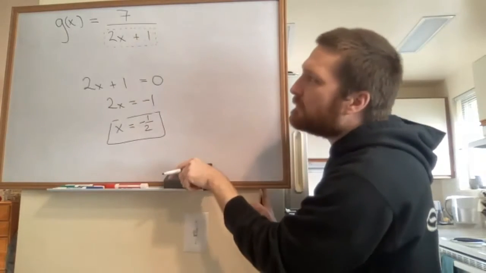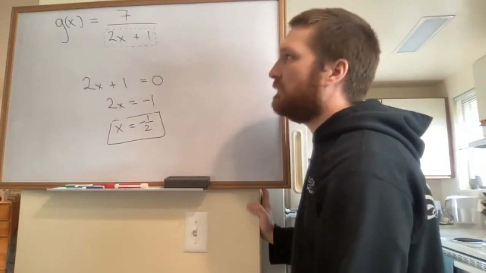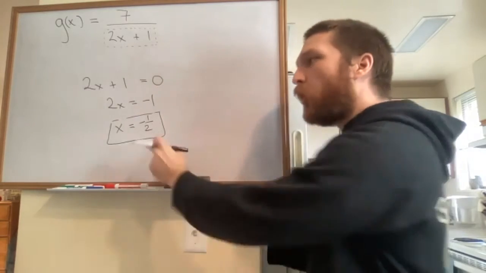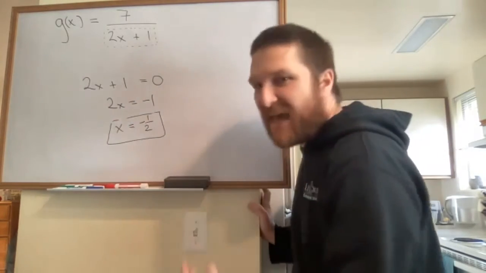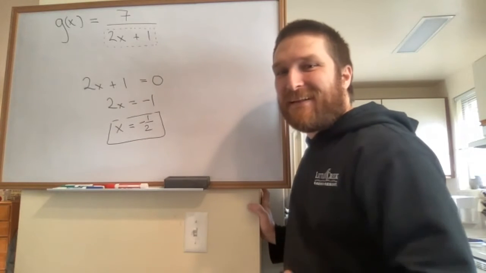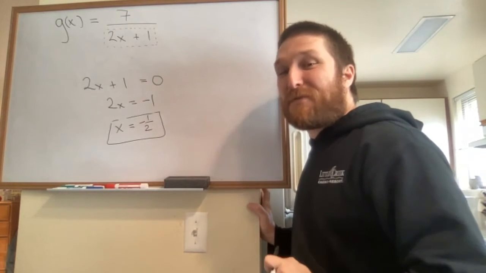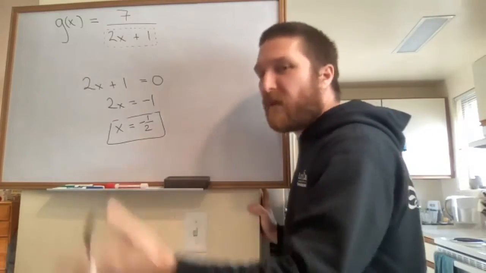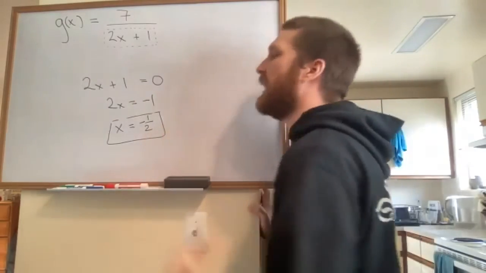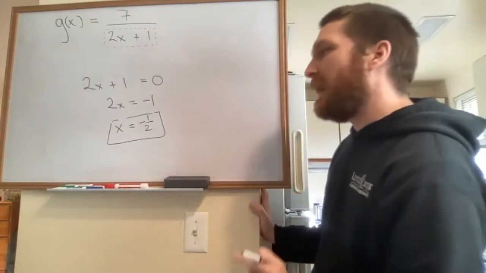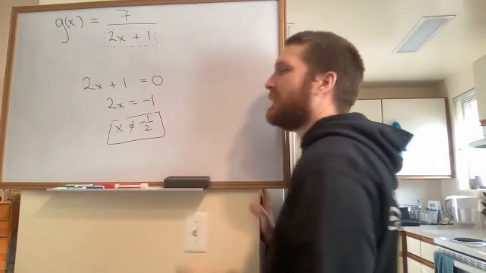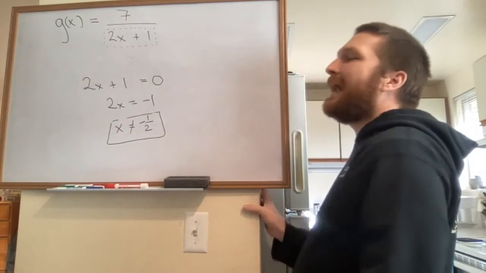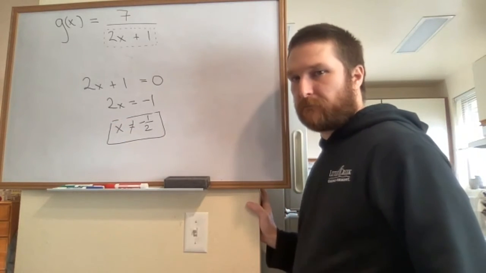Are there any other problems? Can I plug any other number into G? Yes, we can, because there's only one number. In this case, there's only one number that I cannot plug in. And so now I could say, okay, this is the one number I cannot have. All the other numbers work, right? So how do I write that in interval notation?